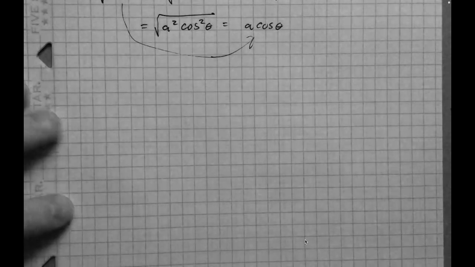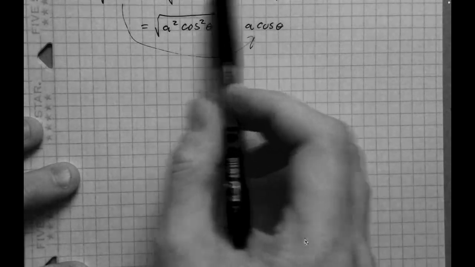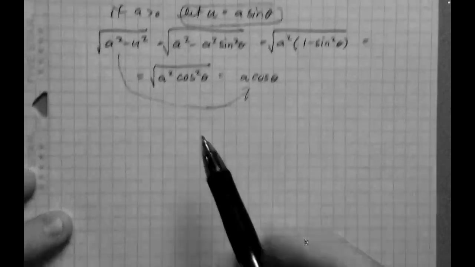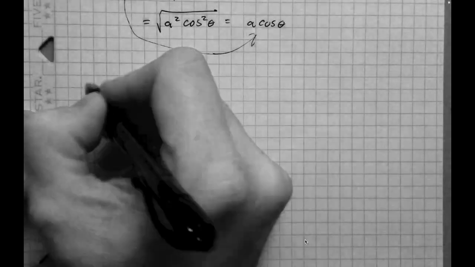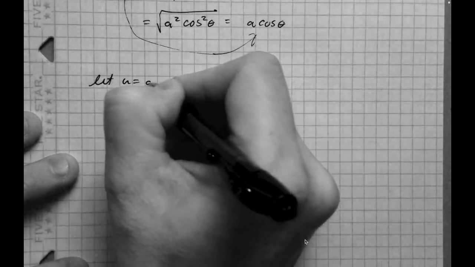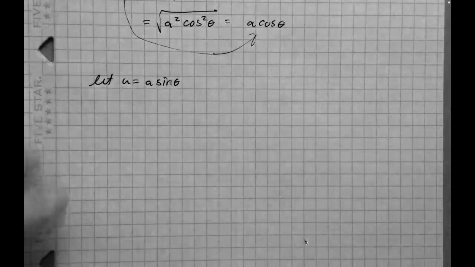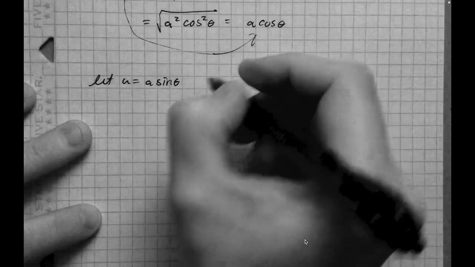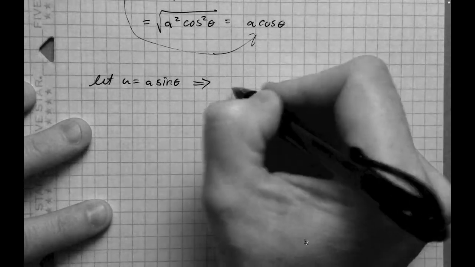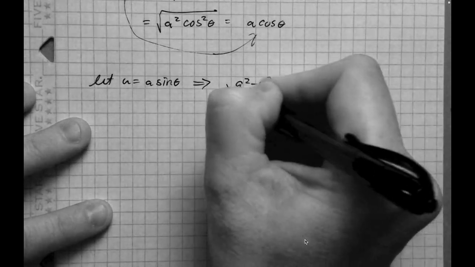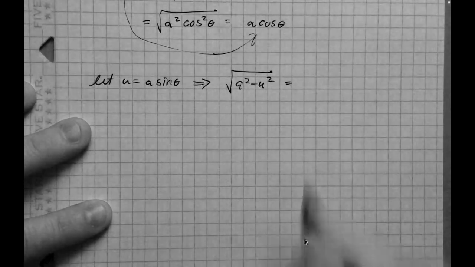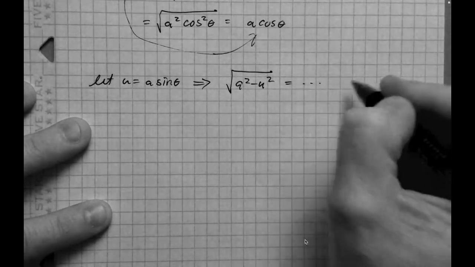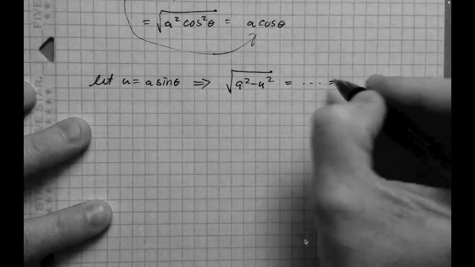Right, so let's explore this example of what happens when we let u equal a sine theta. Right, what does that mean? Well, as we just saw, what that implies then is that the square root of a squared minus u squared is equal to, we just did it up above, a cos theta.